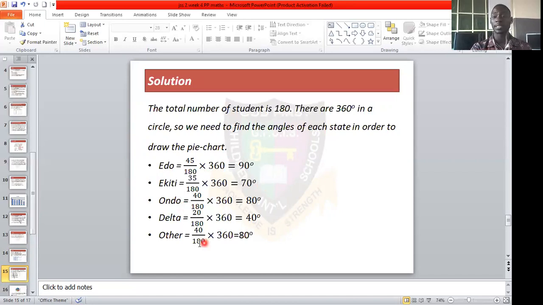Others are the other states. People from other states, probably like Kaduna, Kano, that's what they are representing here. They are accumulated all together and give us 40 students from other states, which gives 80 degrees.